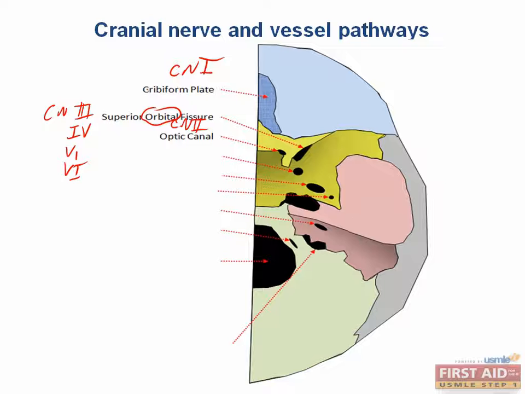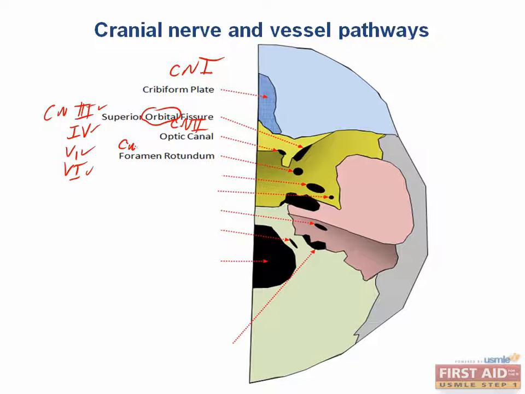Now it makes sense that this is the orbital fissure, right? Orbital meaning the orbit or where the eye is. And you have cranial nerves 3, 4, 6, and the first division of the trigeminal nerve. All of these are important, of course, for different functions of the eye, mostly motor movement. And so it makes sense that they all travel together out of this foramen.